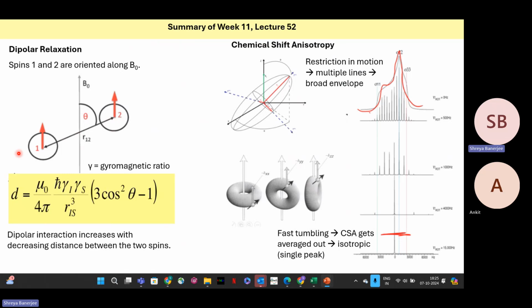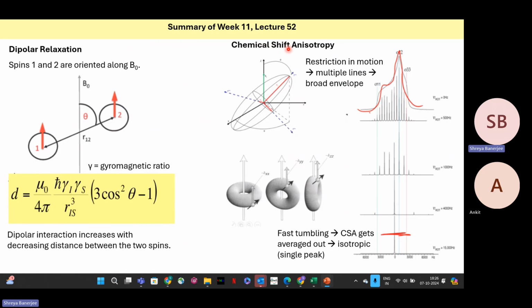So as the distance between the two spins decreases, you can see the denominator will decrease, so overall the dipolar interaction will increase. You can just remember this formula, which shows how the orientation of the two spins, theta, and the distance between the two spins, r, affect the degree of dipolar interaction.